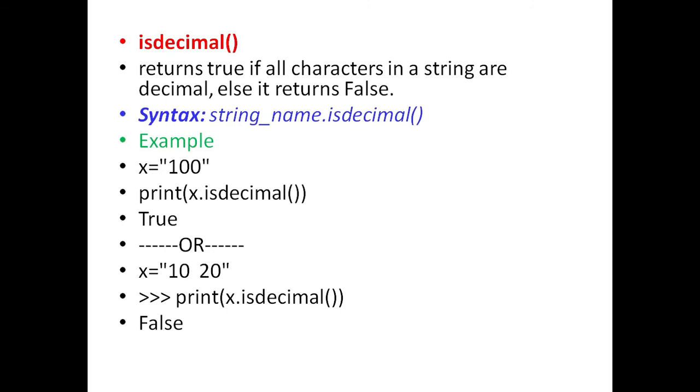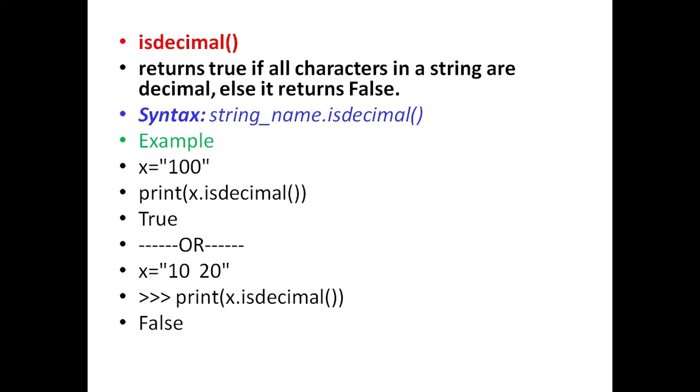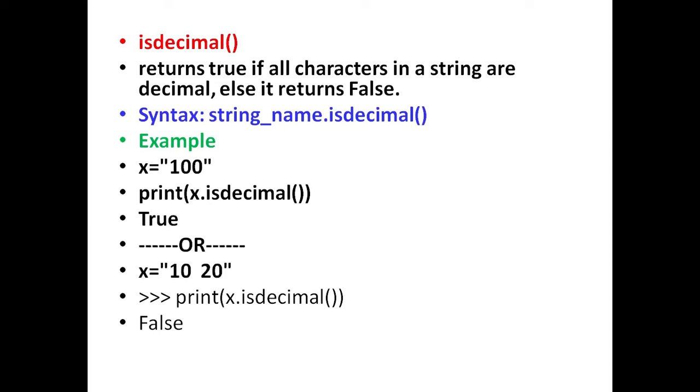Next is isdecimal. This function returns true if all characters in a string are decimal, else it returns false. General syntax is string.isdecimal. For example, if x equal to 100 and if we print x.isdecimal, it will give output true. Or if x equal to 10 space 20 and if we check x.isdecimal, it will give output false since a space is given between 10 and 20.